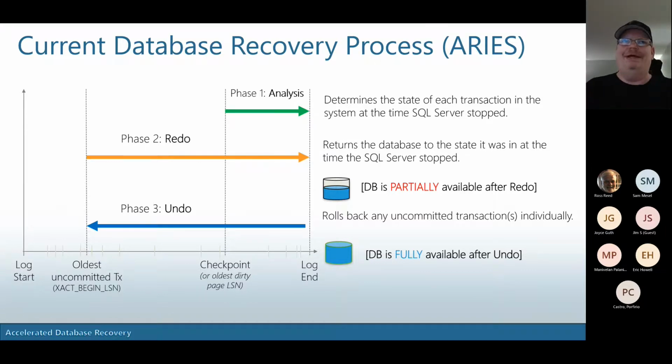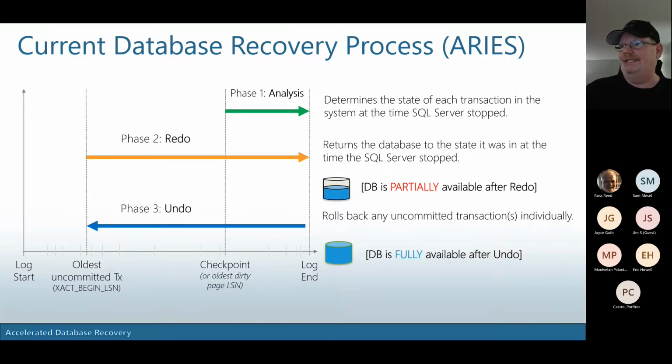The huge pain point is, what is the oldest active transaction? I have to roll that all the way back. So I'm only as fast as my weakest link, in this case, that oldest active transaction. That's the huge pain point that we're fighting, or the main reason we have ADR. Once that happens, then my database is fully available. Everybody's happy, yay. But then my boss comes in and says, John, why did it take 3 hours to recover the database? I don't know. Someone had a long-running transaction. So that's our current database process.